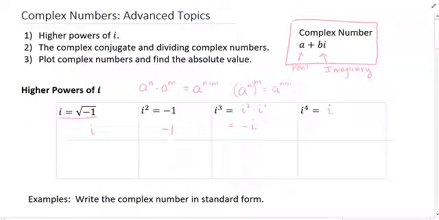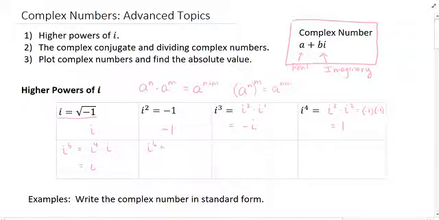i to the 4th is the same thing as i squared times i squared. Remember, i squared is -1. So this is like -1 times -1, which means this is just 1. So this is the first 4 powers. Now, we really need to know these first 4 because look at what happens when we go a little bit higher. i to the 5th can be written as i to the 4th times i, but i to the 4th is just 1. So i to the 5th is i.